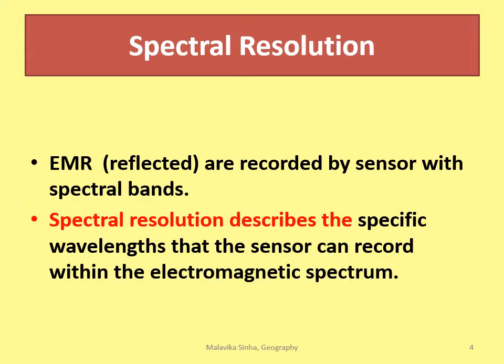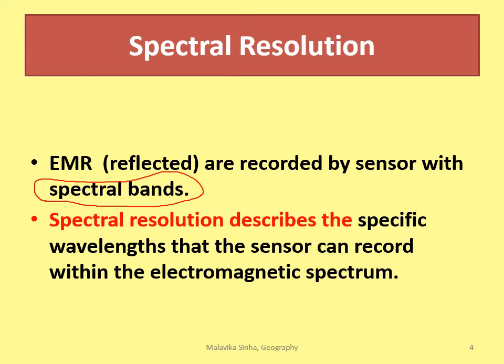EMR is reflected by the Earth's surface, or by any object which has a temperature above 0 Kelvin, that is, above absolute zero, and that reflected EMR is recorded by the sensor, by the spectral bands of the sensor. Okay, so come to the point. What is the spectral resolution?